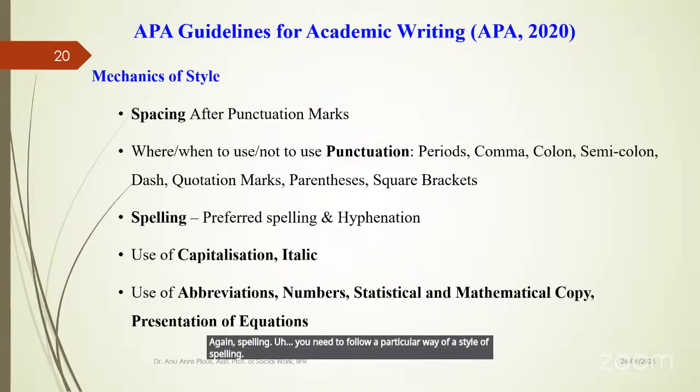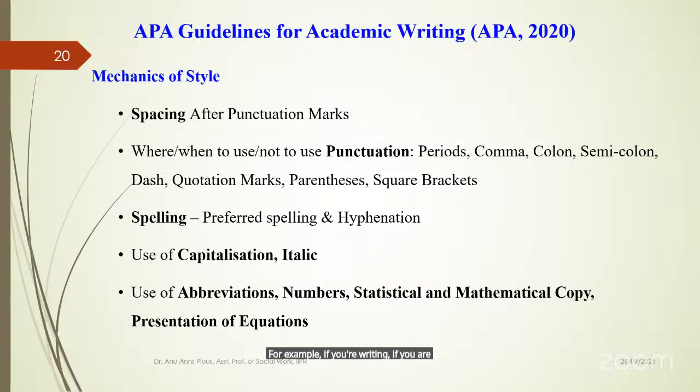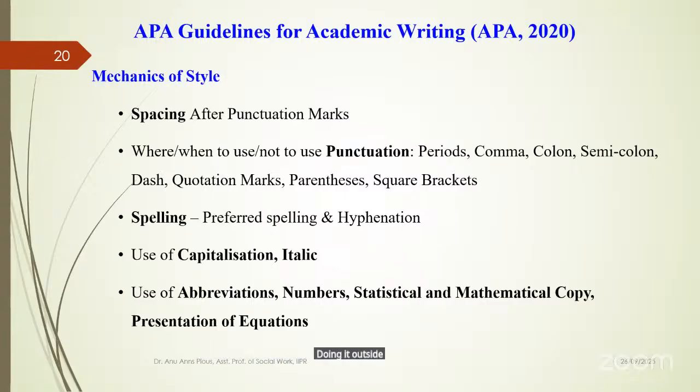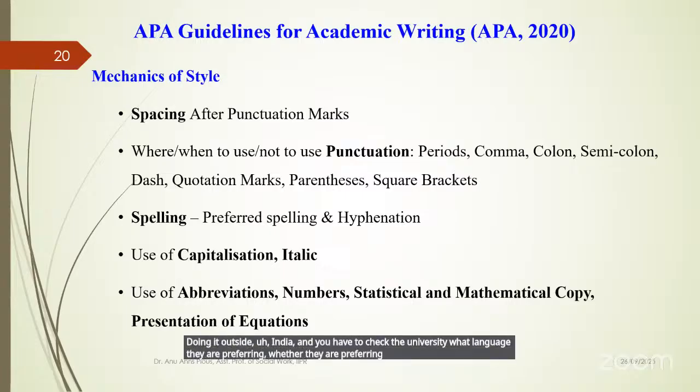For example, if you are doing your PhD in an Indian university, then definitely we have to follow the language which is followed by India, that means British English or Indian English. In your system, you have to select that. But at the same time, if you are doing it outside India, you have to check what language the university prefers, whether American English, British English or Canadian English.